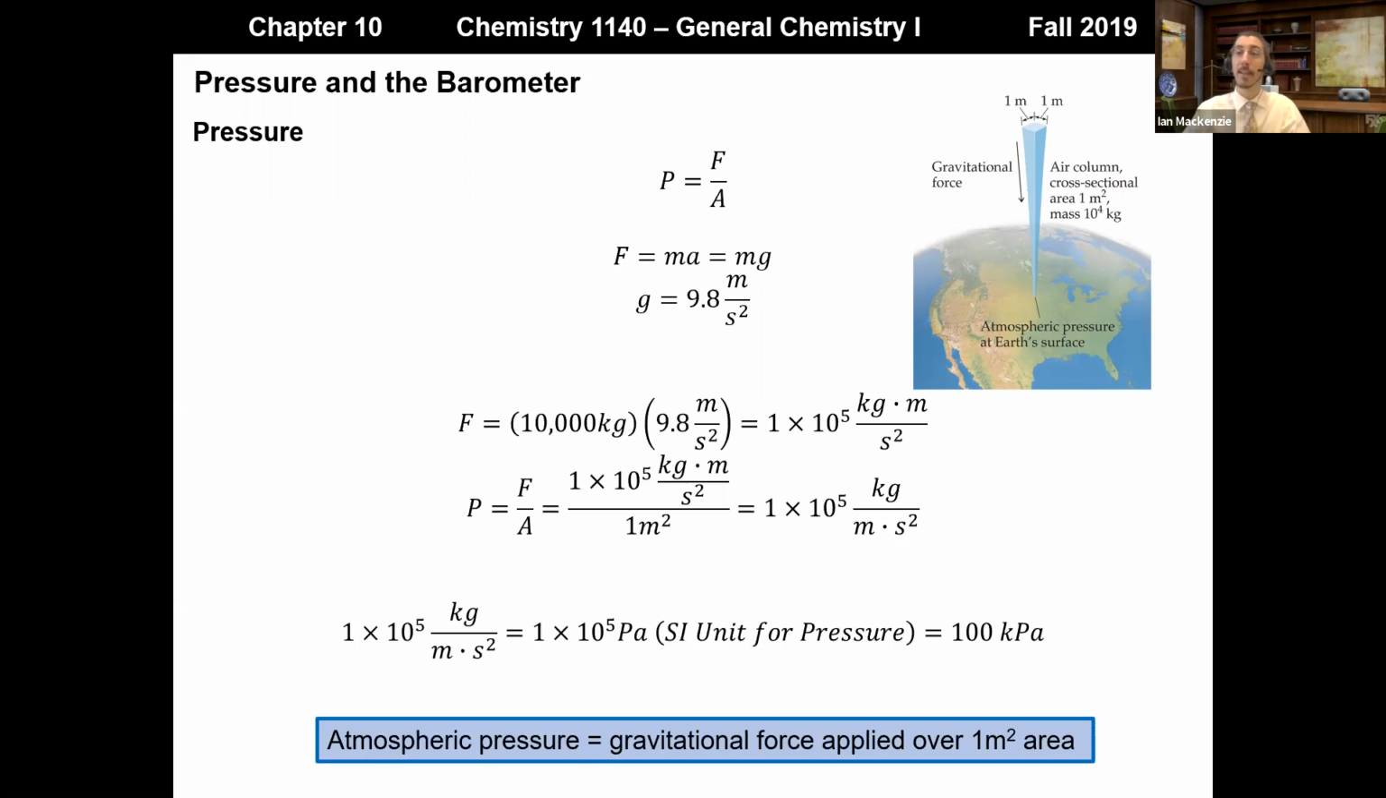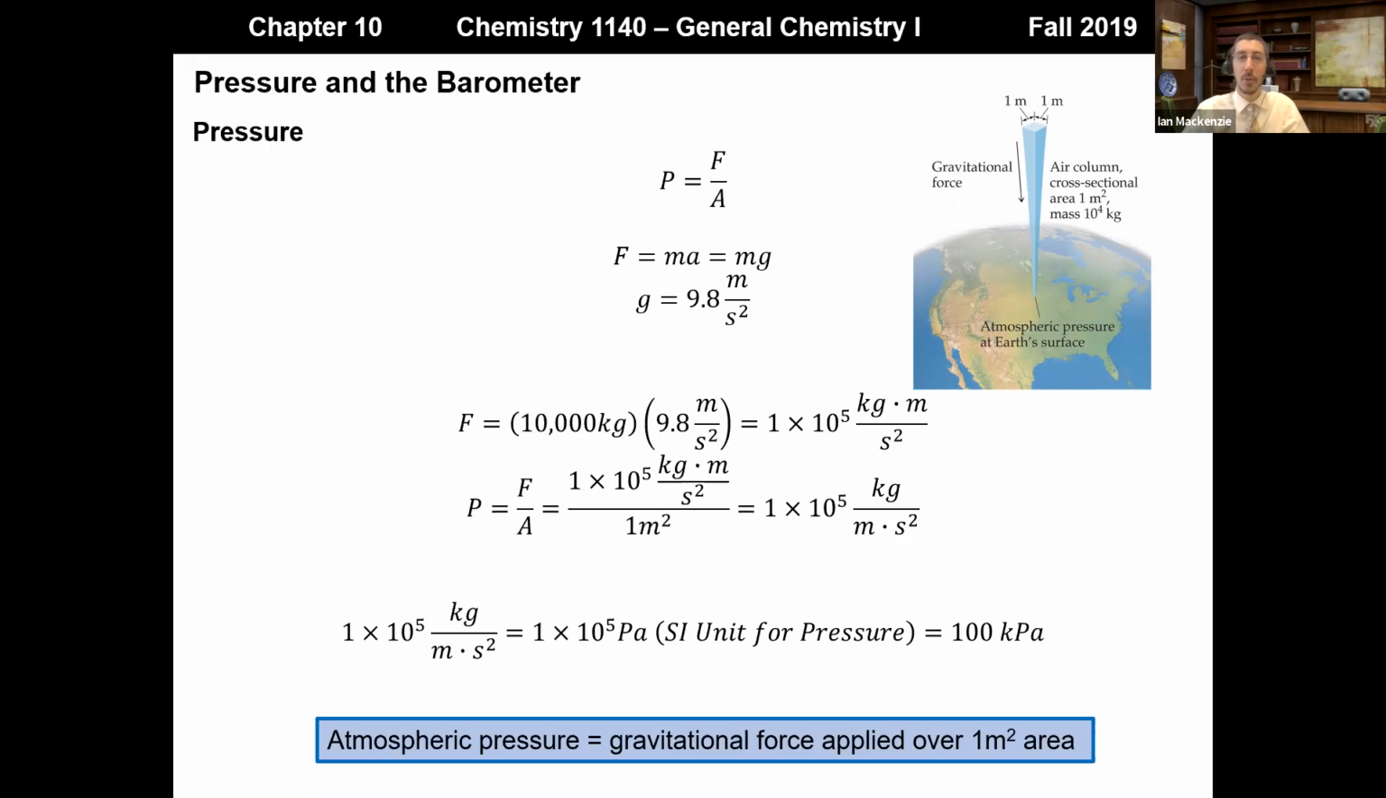And this is the SI unit for pressure. Now, for atmospheric pressure, if we do things in terms of pascals, it generally tends to be a large number. So we will frequently convert that to kilopascals simply by dividing by 1,000. So we'll end up with, this is also 100 kilopascals.